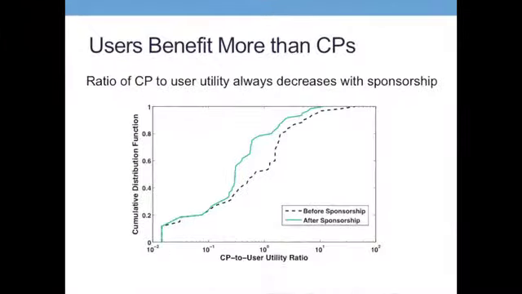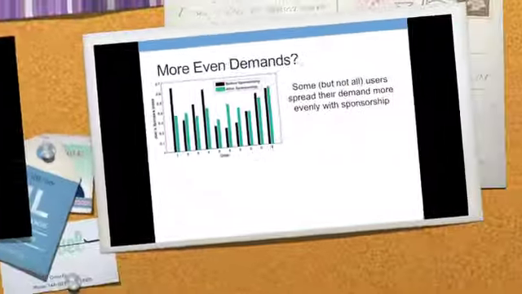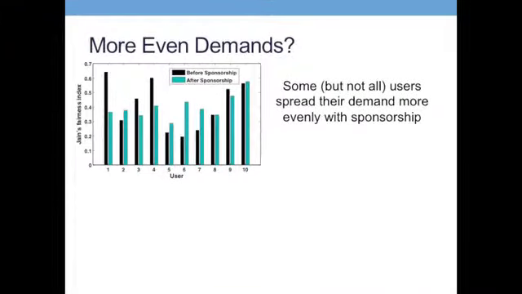We also find that the ratio of CP to user utility decreases with sponsorship, as shown in this graph. Here we estimated user and CP behavior parameters from a small pricing trial with 20 users. The decrease in the ratio of CP to user utility implies that users benefit more than CPs from sponsored data. If we consider the full range of users and CPs with these estimated behavior parameters, we find that some users spread their demand across CPs more evenly with sponsorship, but not all users do so.